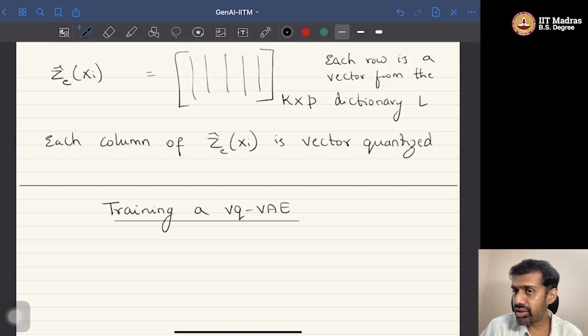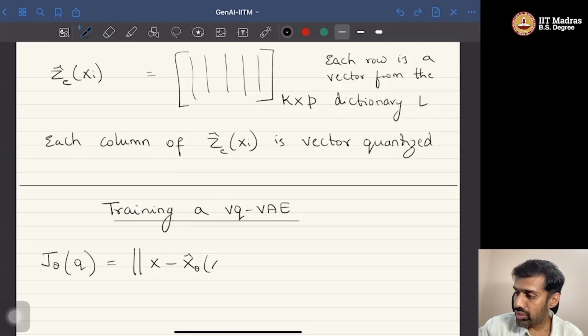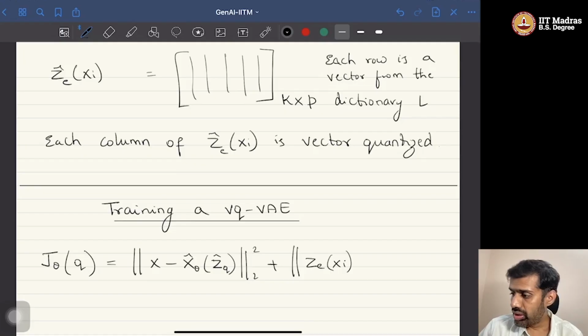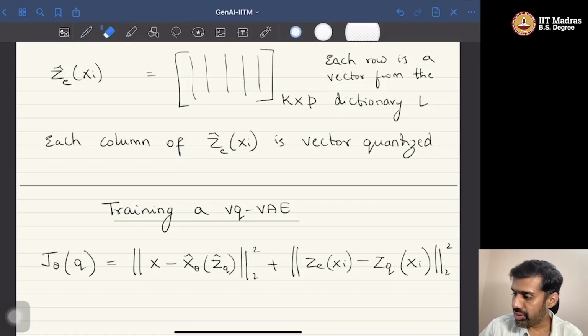How to train a VQ-VAE? Let us write down the objective. The objective J theta of q for the VQ-VAE is, of course, the reconstruction task, which is x minus the output of the decoder, which takes ZQ cap as the input, plus we simply have the regularization cost, where we need the output of the encoder to match the quantized version for each of the dimensions. This is the cost, that's all.